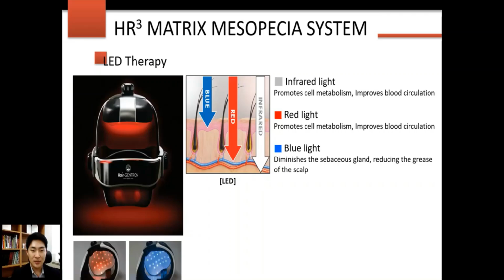LED lights are absorbed by the mitochondria of the hair follicles, stimulating energy production in hair cells. This extends the hair growth phase. More specifically, infrared and red lights promote cell metabolism and improve blood circulation. Blue light diminishes the sebaceous gland, reducing the grease of the scalp. It also acts in the microbial control.